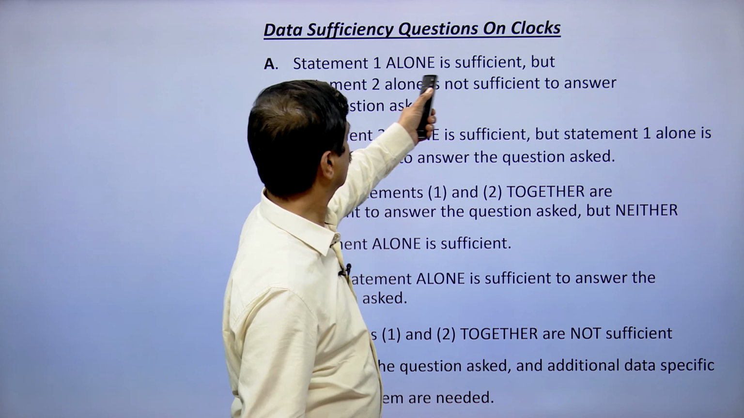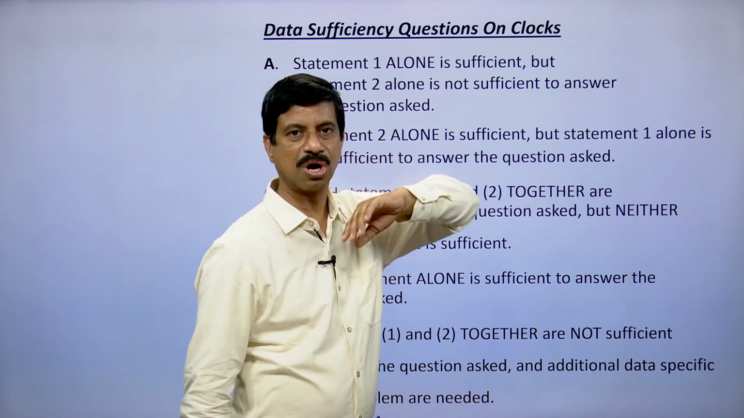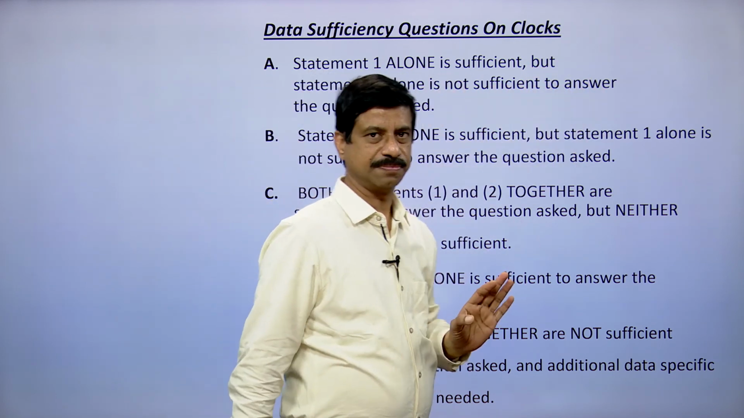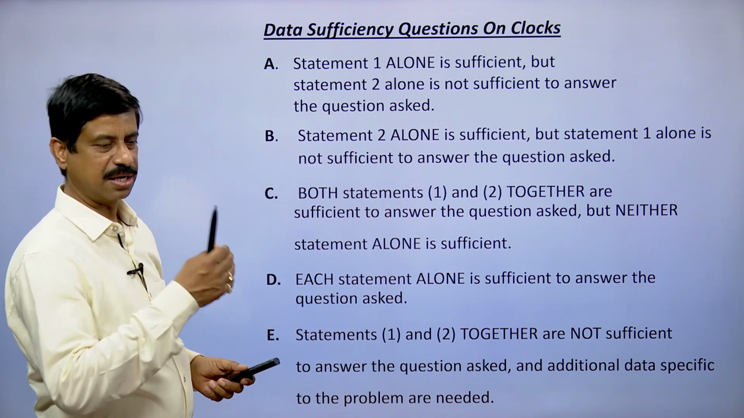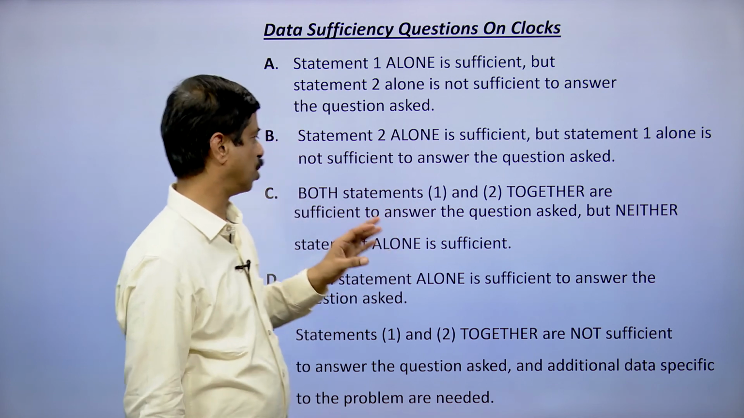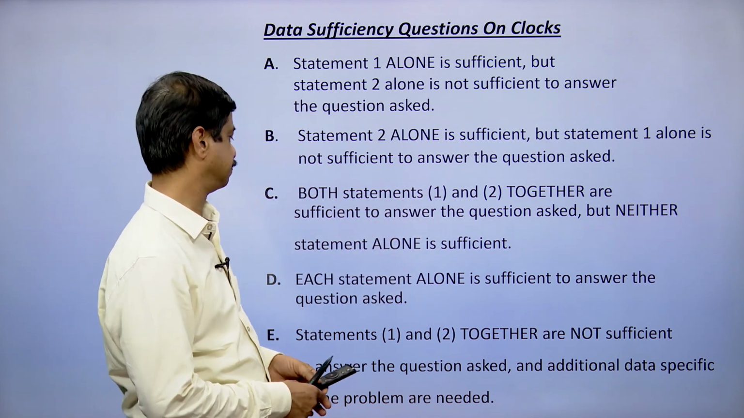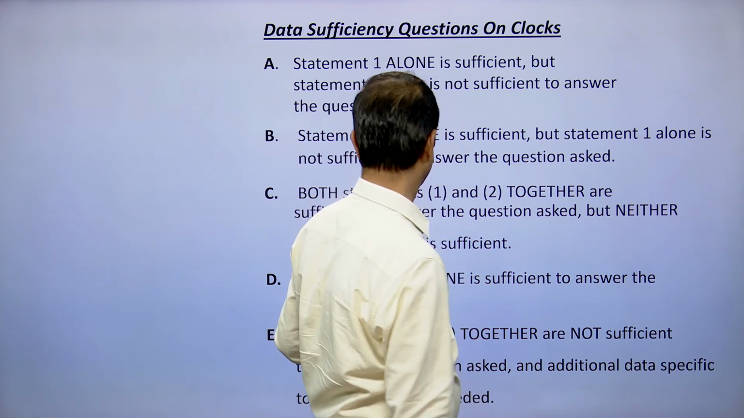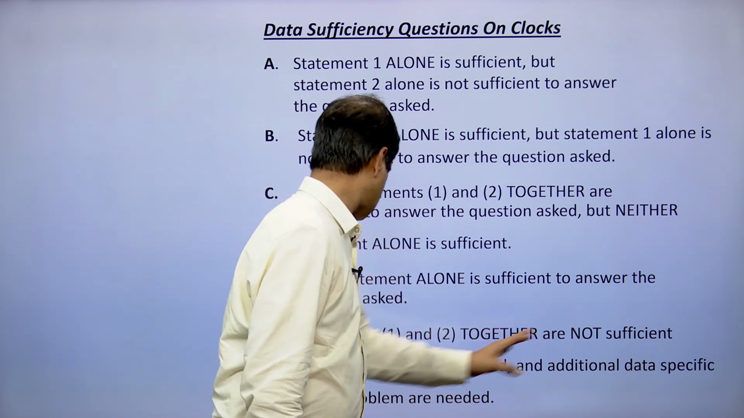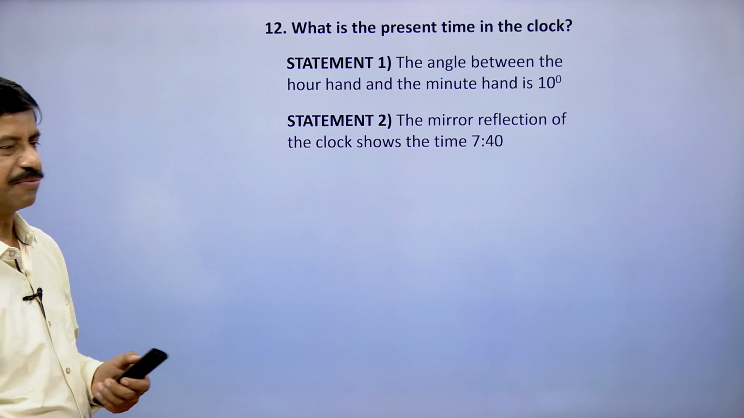Data sufficiency questions on clocks. Option A: statement 1 alone is sufficient, but statement 2 alone is not sufficient to answer the question asked. That is one point B: statement 2 alone is sufficient, but statement 1 alone is not sufficient. Another: both statement 1 and 2 together are sufficient to answer the question asked, but neither statement alone is sufficient. Then: each statement alone is sufficient to answer the question asked. E: statement 1 and 2 together are not sufficient to answer the question asked, and additional data specific to the problem are needed. These are the 5 different options that we can discuss on.